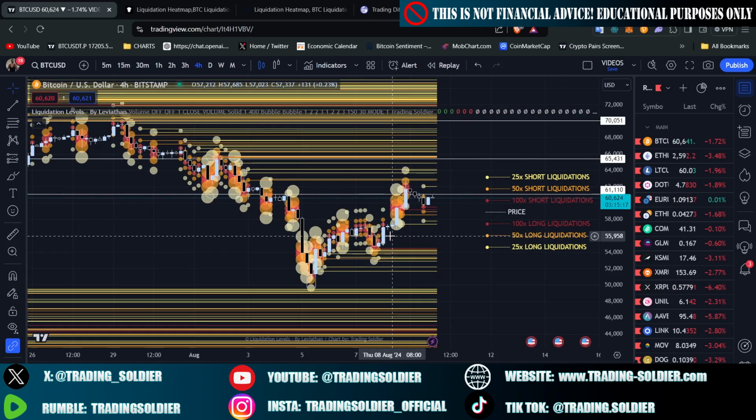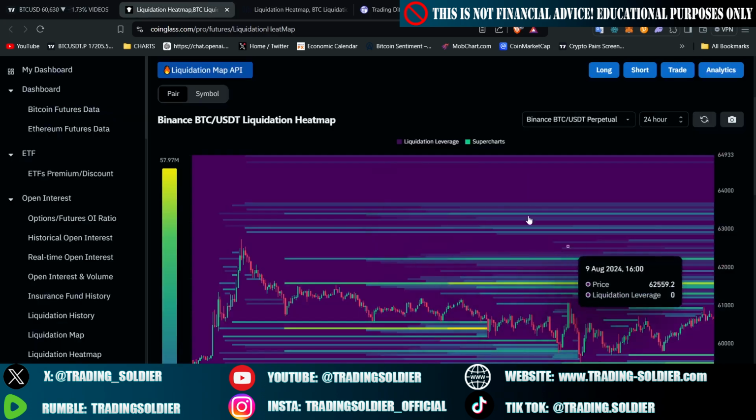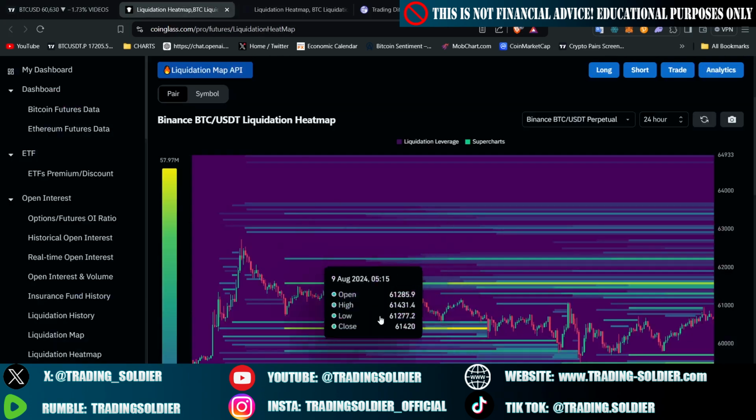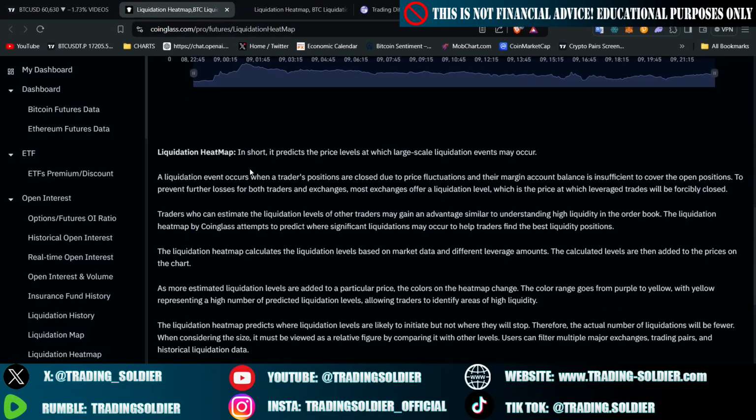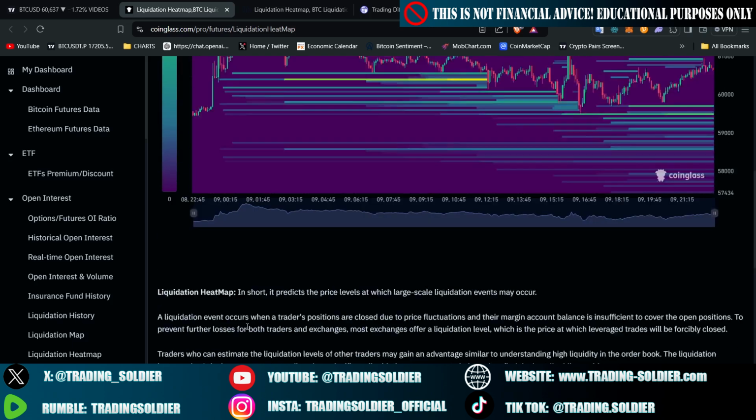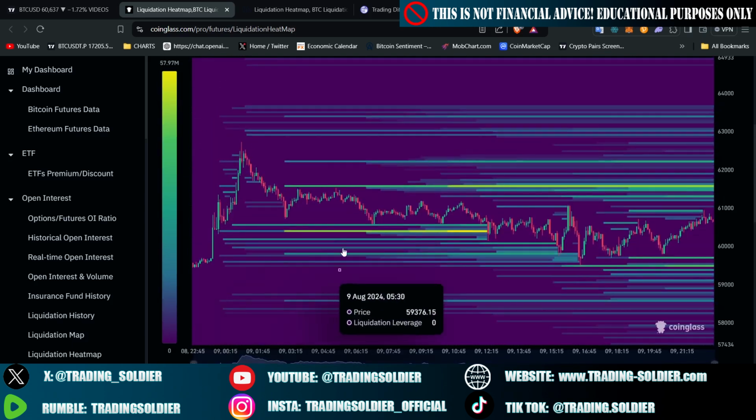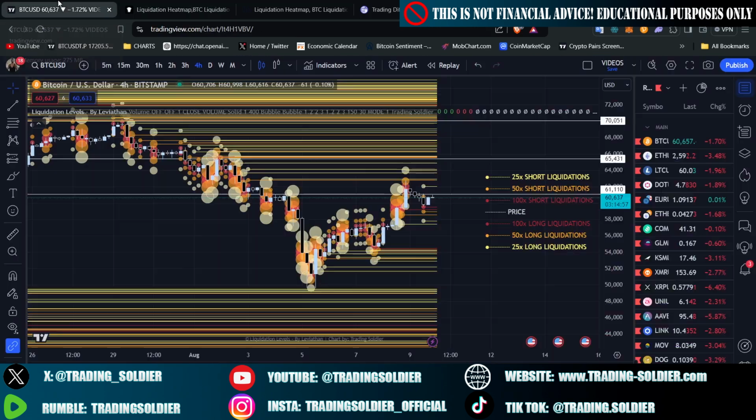Okay, so these indicators or heatmaps, for example here CoinGlass gives an explanation of how these calculations are made to calculate these liquidation heatmaps and these levels. Basically, as I said before, it is just an approximation or an estimate of where the 25x, 50x, 100x and also 10x liquidation levels are clustered on the chart.